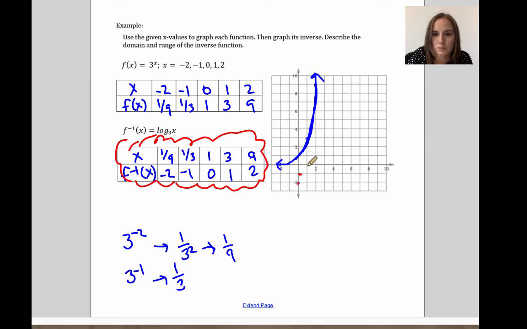At 1, we're at 0. At 3, we're at 1. And at 9, we're at 2. And then we'll try to sketch this. That should be a little better there. Make sure you put arrows on both ends.